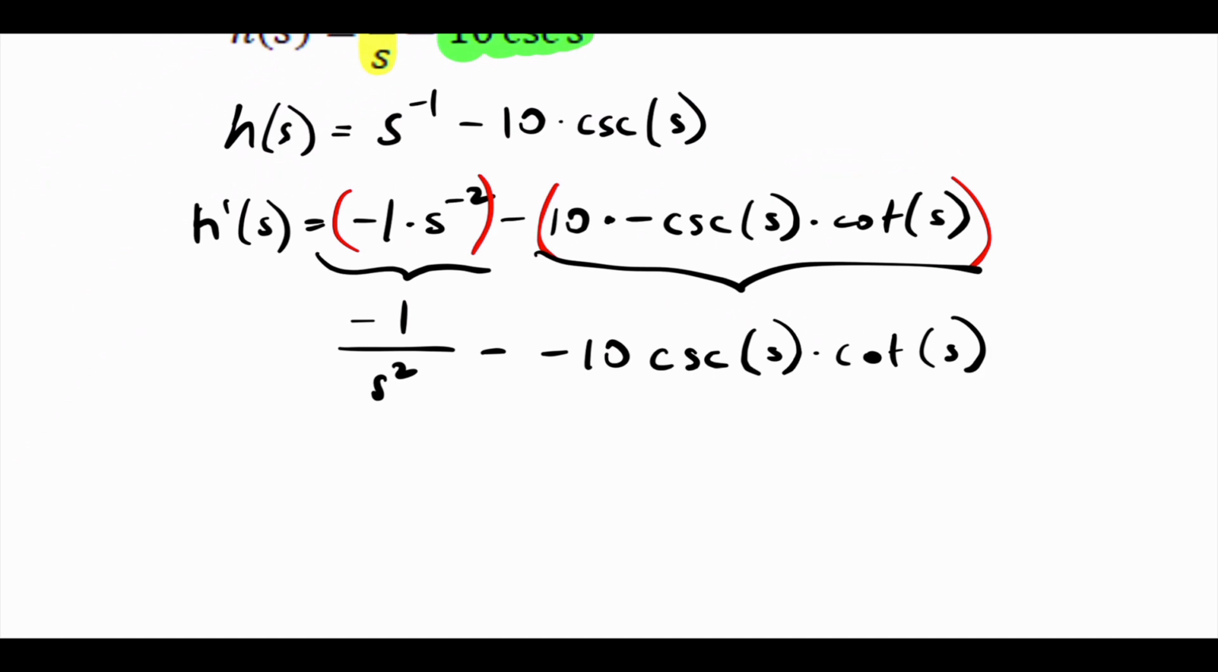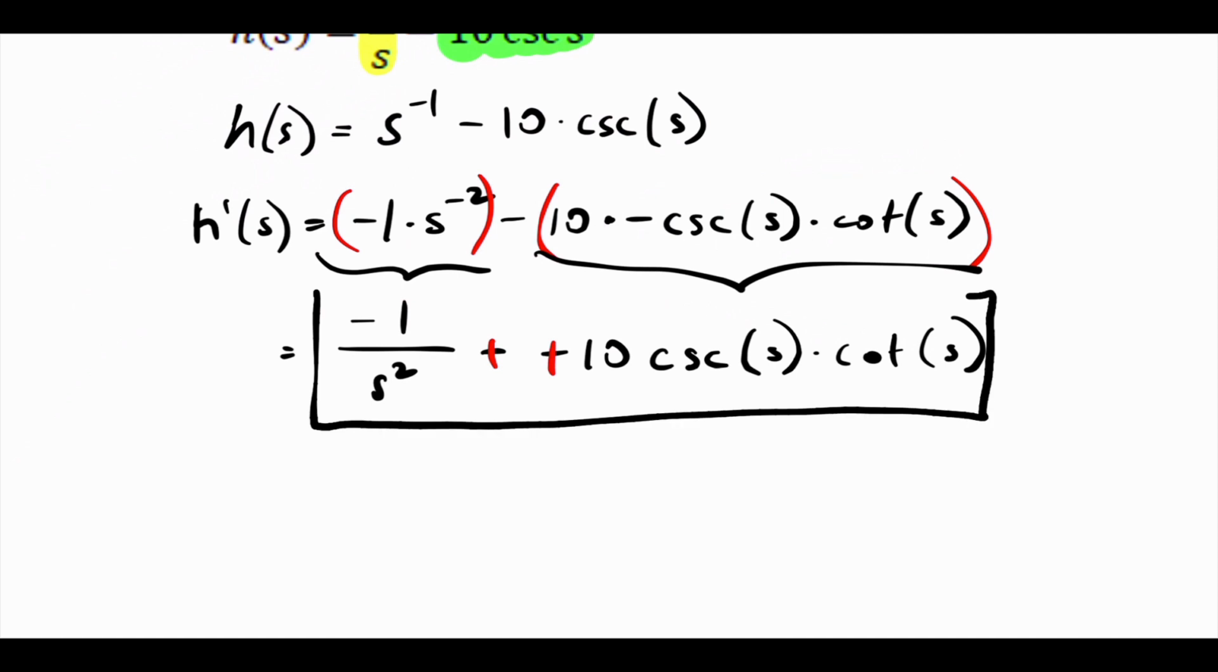Well, a negative times a negative makes a positive. Because really this is a -1 here. It's got a negative in front, there's a -1 there. So really what I did was I multiplied 10 times a -1 to make -10. And then there was already a negative here, so they cancel.